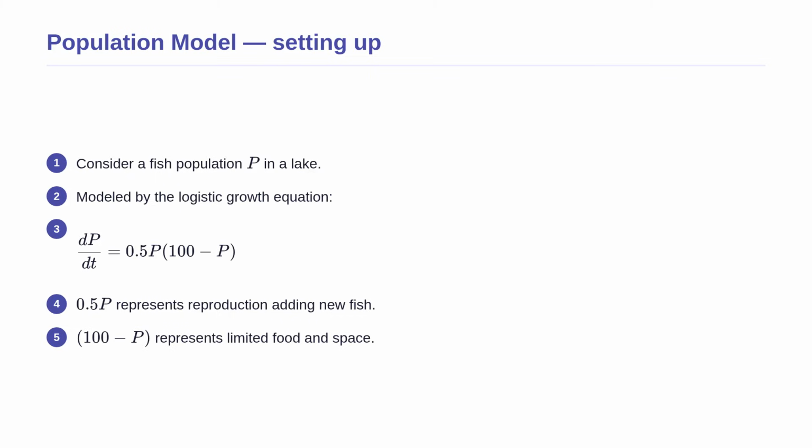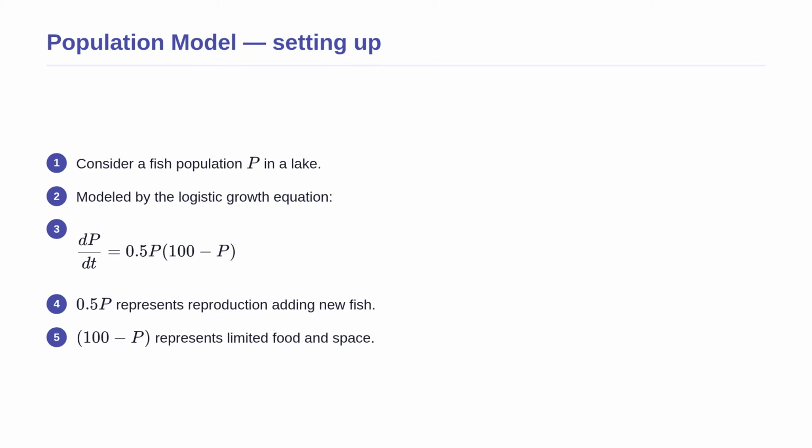Let us look at a slightly more complex scenario. Imagine a population of fish in a lake, represented by the variable p. The growth of the fish population is modeled by the logistic equation dp/dt equals 0.5p times the quantity 100 minus p.